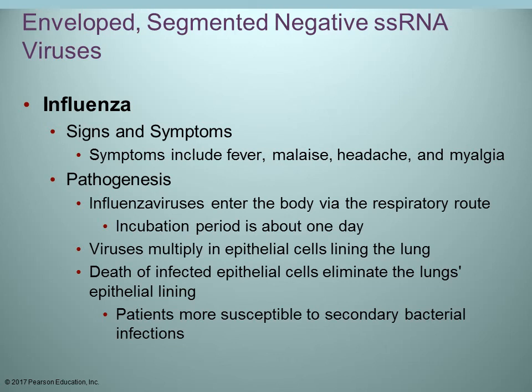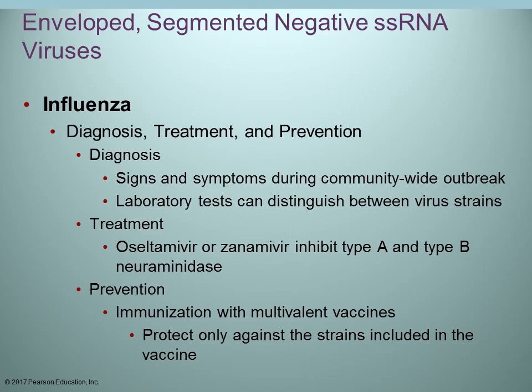Patients are more susceptible to secondary bacterial infections because of the damage done to the lungs. So how's the diagnosis done? Look at signs and symptoms within the community. You can run lab tests to be able to distinguish between the various strains. Is it A, is it B?